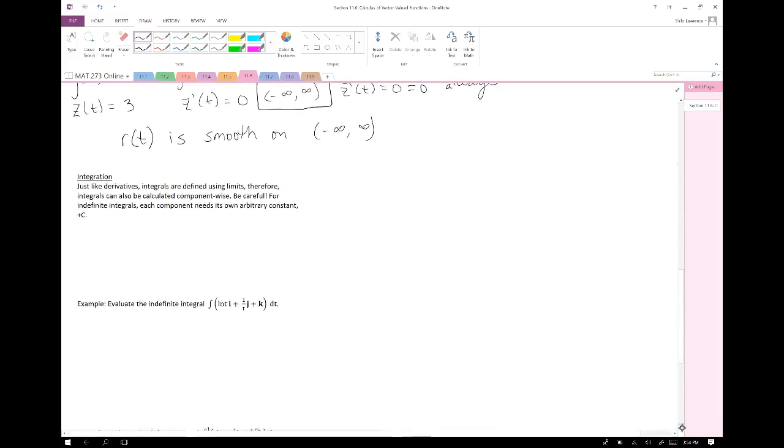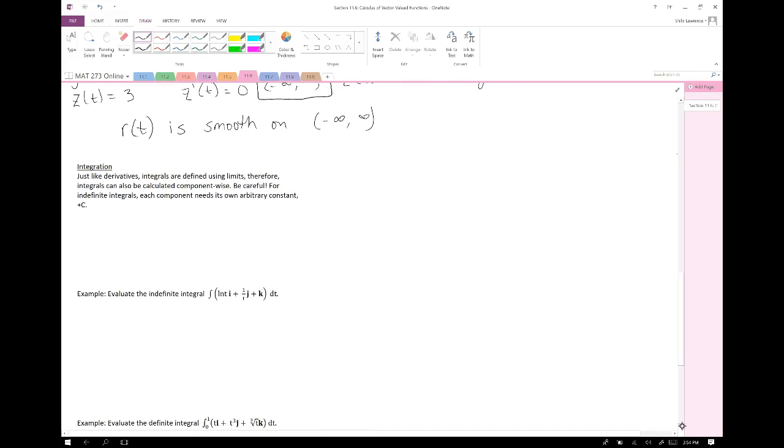The last thing we're going to talk about in this section is integration. Just like our derivatives, integrals are defined using limits. Therefore, integrals can also be calculated component-wise. There's one trick, though, we need to be really careful with. If we're going to calculate these integration problems one component at a time, we're technically performing multiple integrations.